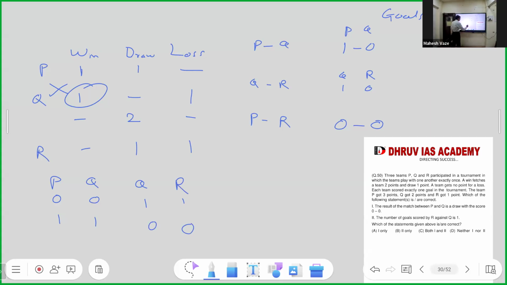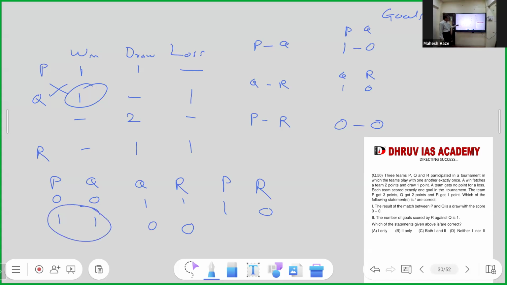And P and R. See, P has won the match, R has drawn here and lost with 1. So it must be at least 1-0. So in this, P is 1 with R. Okay, he has scored 1 goal there. That means now his total goals are over. So this possibility is not there.